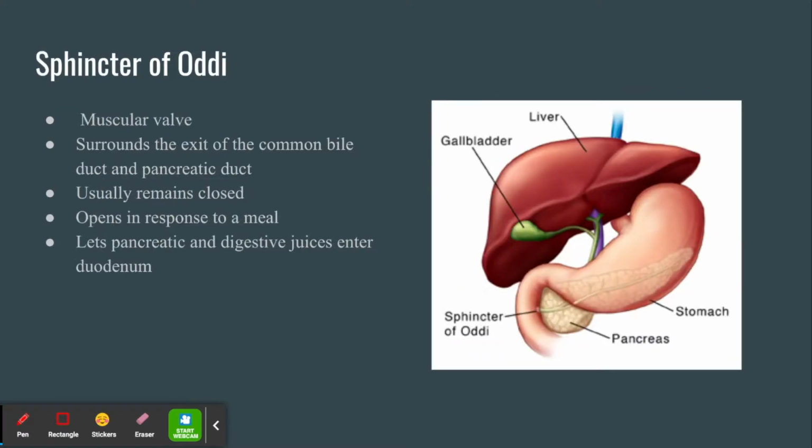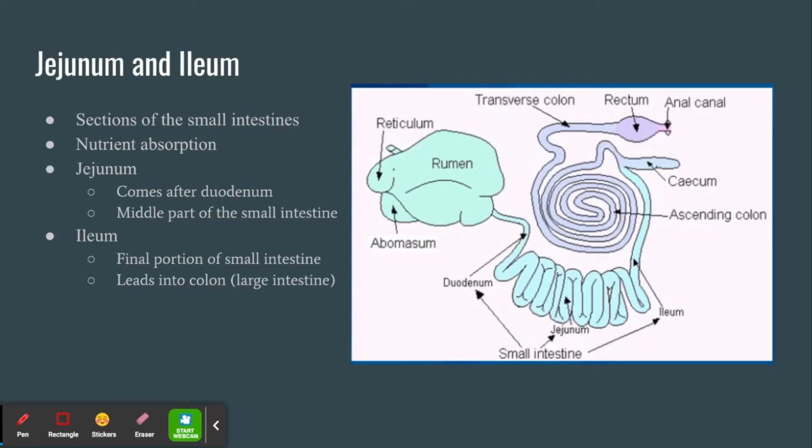The sphincter of Oddi is a muscular valve surrounding the exit of the common bile duct and the pancreatic duct. It usually remains closed. It's stimulated by a meal, and it lets pancreatic and digestive juices enter the duodenum to begin digestion. The jejunum and ileum are sections of the small intestine where nutrient absorption occurs.